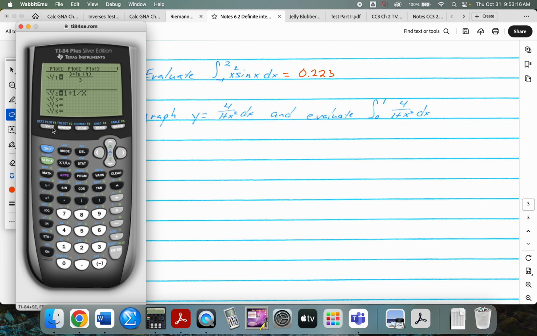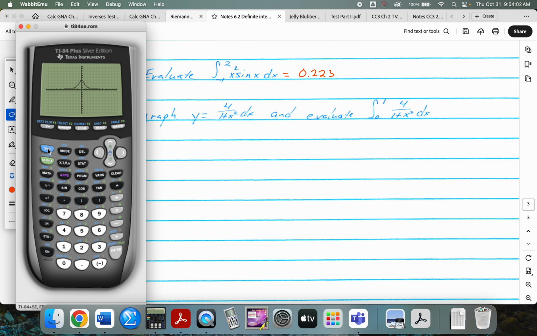So if we graph this, let me get rid of this stuff. So this is 4 over 1 plus x squared. I'm going to do a zoom standard so I can kind of see what this thing looks like. It's like a little mountain. I want to evaluate the integral from 0 to 1. There's two ways I can do it. I can do it straight on the graph screen.